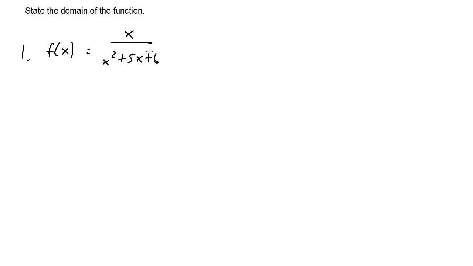So since we do have a fraction here, the only place where the function does not exist is where the denominator equals 0, because obviously we can't divide by 0. So how could we find where the denominator equals 0? Well, we can just set the denominator equal to 0.